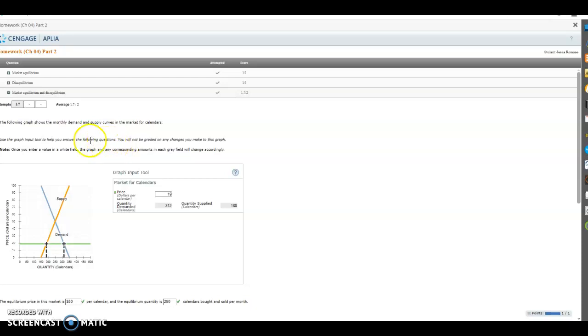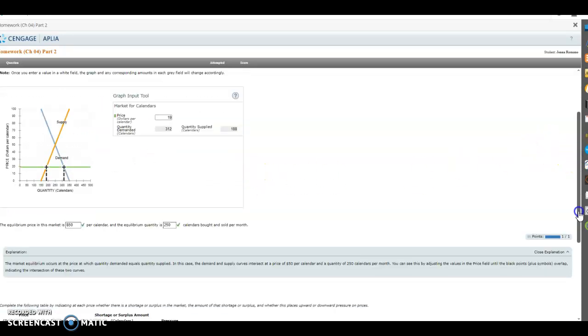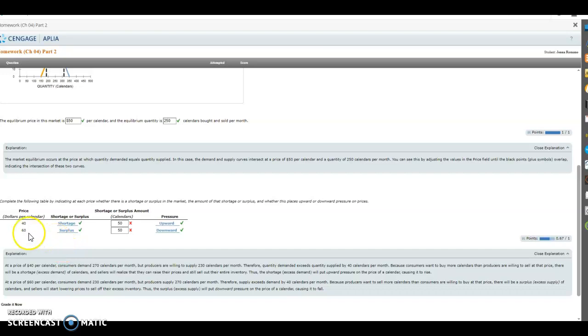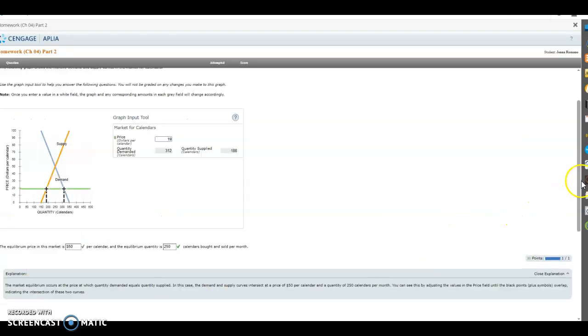All right, going through this question, so let's take a look. The setup is, what if you chose two different prices other than the equilibrium? So what if the price was 40 versus the price being 60? Scrolling back up here, we see that the equilibrium quantity is at $50. So what you're going to want to do is input the price over here of $40.